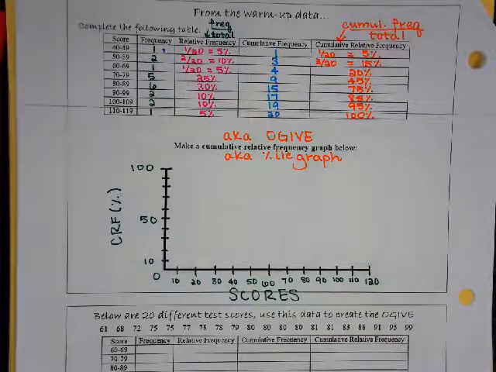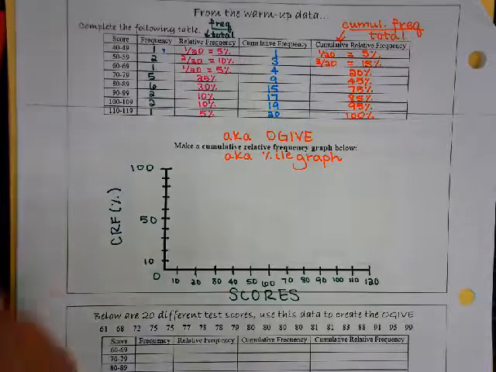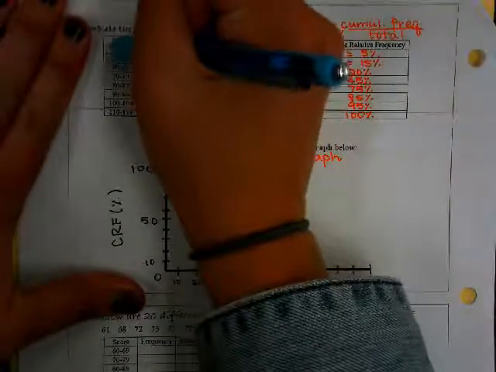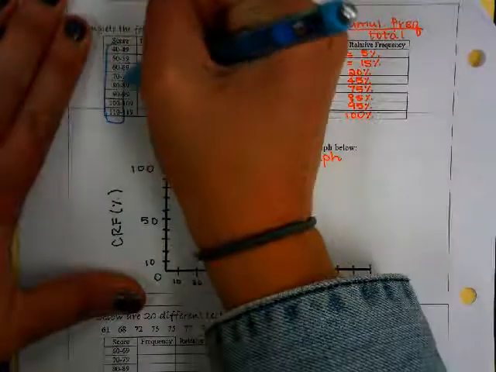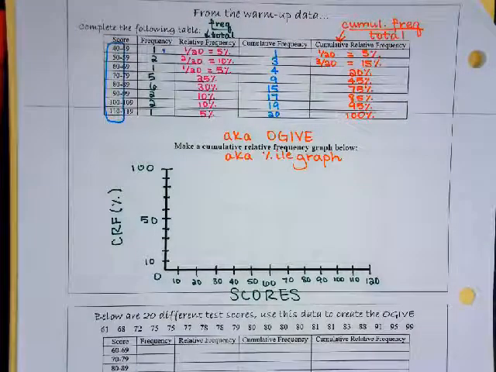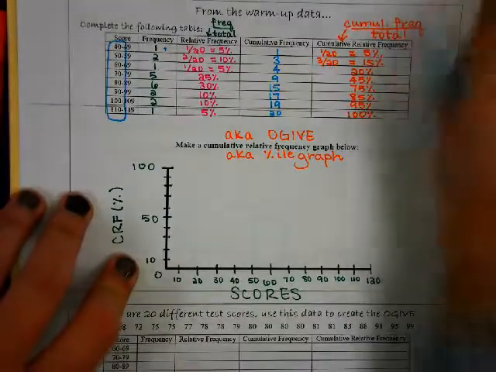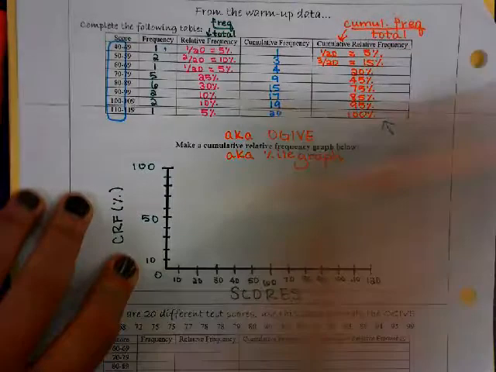Okay, now here's the part where I always have kids who don't like this part. I don't know how else to say it. So when we graph, we're going to use the bottom half of the score range. And then we're going to use the cumulative relative frequencies. So we're going to be using our first and last column. The columns in between were just to help us get to this point.